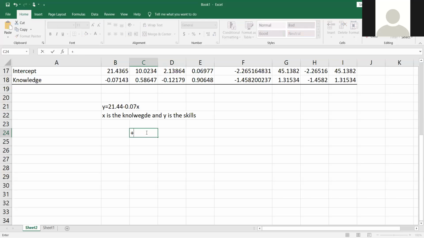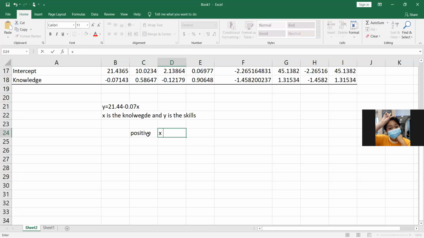The meaning of this, if it is positive, it means that as X increases, Y also increases. So in case that, for instance, in our example, the value is positive and it is strongly correlated, it means that the more knowledgeable the student, the more skillful is also the student.